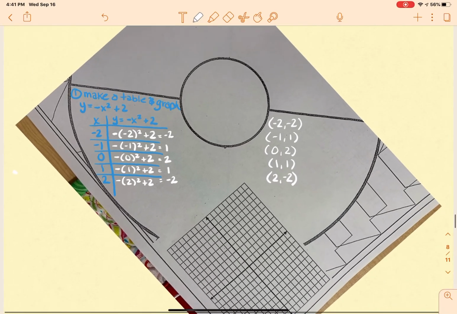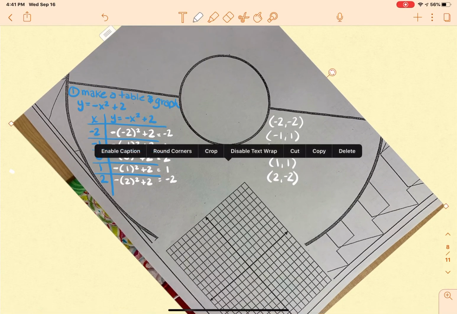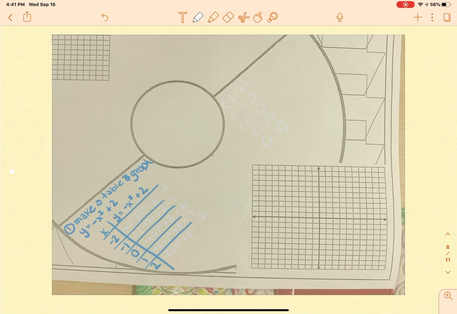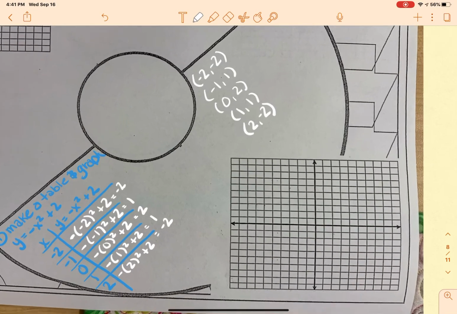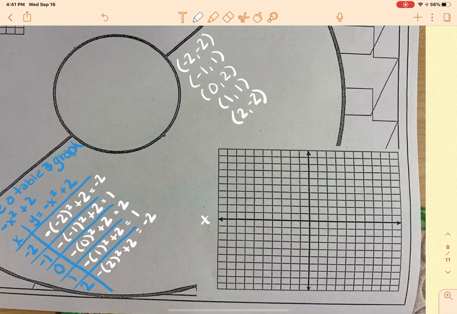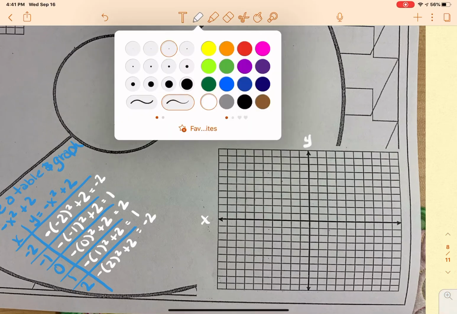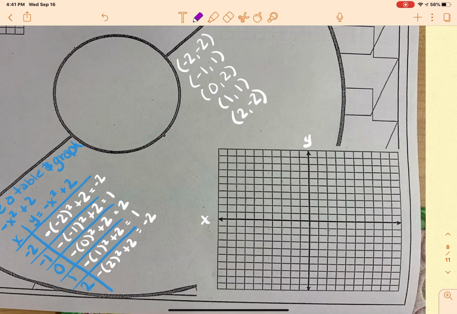Okay, now I'm going to zoom out just for a second. I'm going to take this sheet that we have, and again, I'm going to turn it so I can graph. I am going to mark my X and Y axis on here so I can tell what side's up, because Lord knows that's hard to do when you're looking back at your stuff. And I'm going to start to graph my points. So negative 2, negative 2, negative 1, 1, 0, 2, 1, 1, and 2, negative 2.